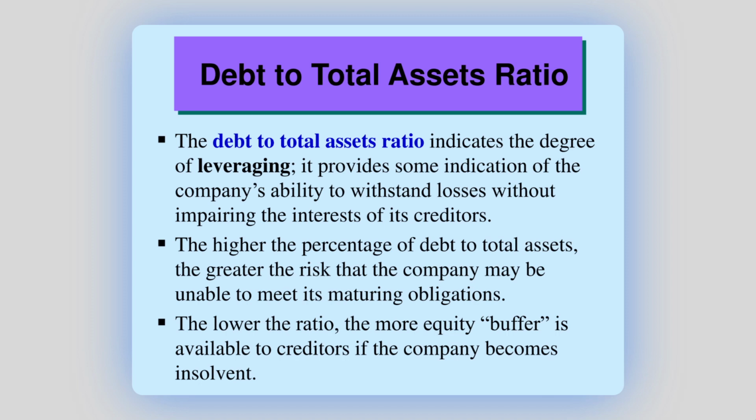Okay? So the higher the percentage of the debt, of course, you are risky. The greater the risk that the company may be unable to pay for the currently maturing obligations. Okay? Lower the ratio naman, mas okay, the more equity buffer is available to your creditors if the company becomes insolvent, particularly. So, ibig sabihin, yun nga, you have your buffer, okay? If lower ang ating debt to asset ratio.